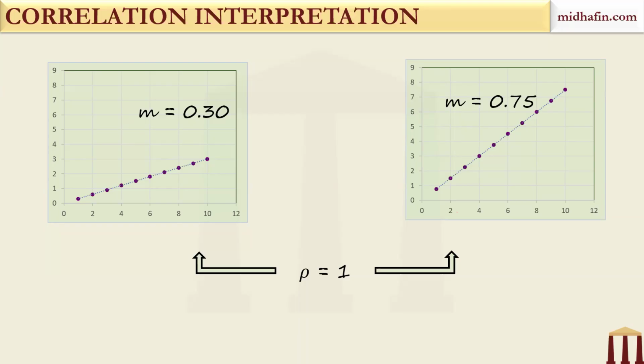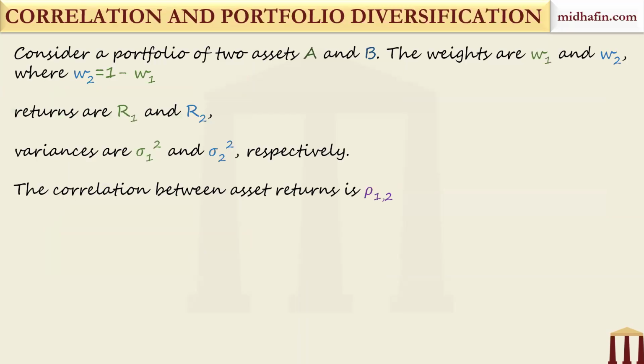So the condition for correlation being equal to 1 is that all the points should be exactly on the straight line. The slope of the line does not matter. The slope of that line does not matter. Okay. Next. So now this is even a precursor.